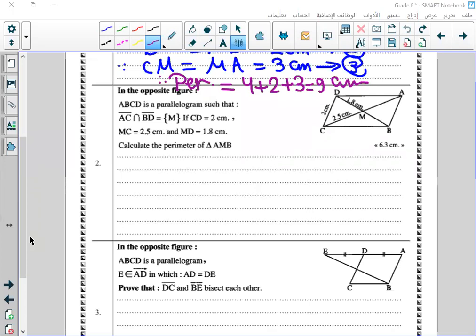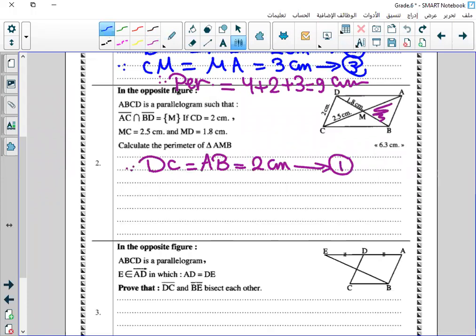Yes, Mr. Okay, CD equals AB. Since DC equals AB, AB equals 2 centimeters. This is the first one, okay.